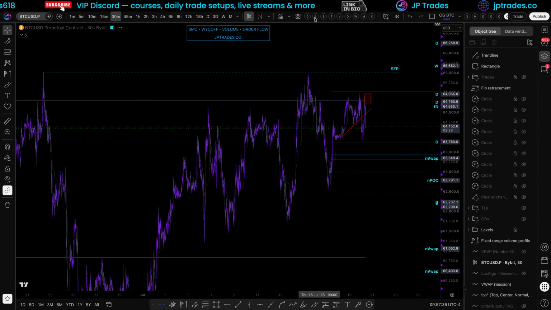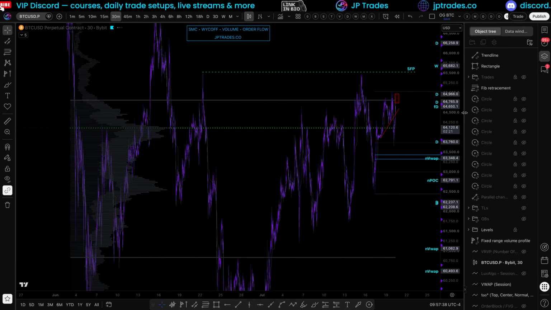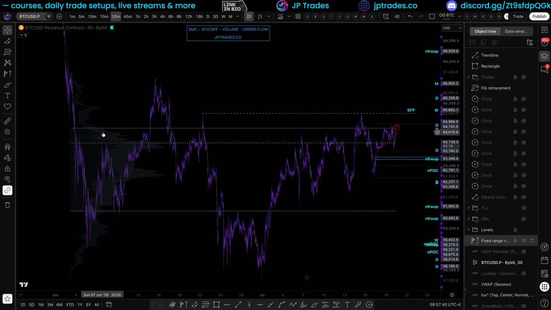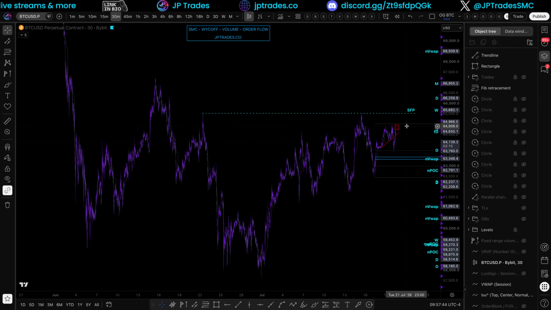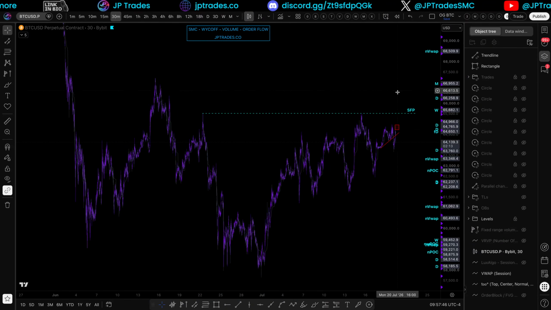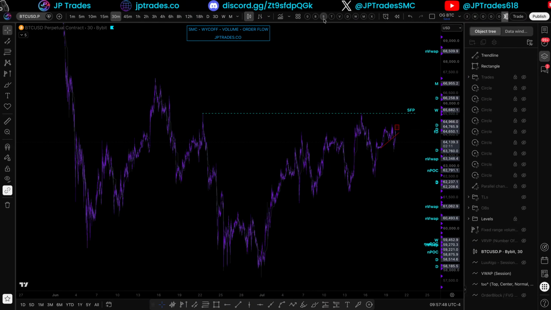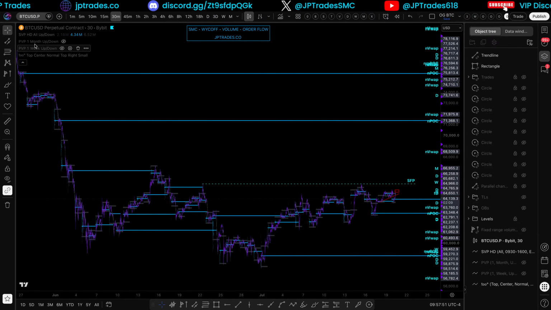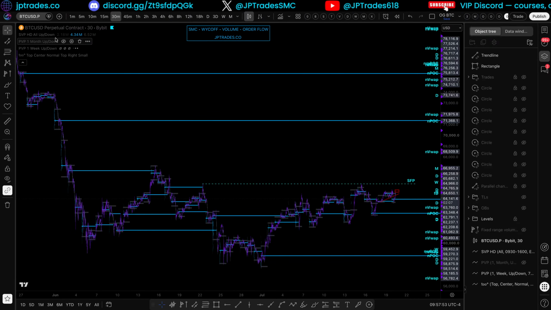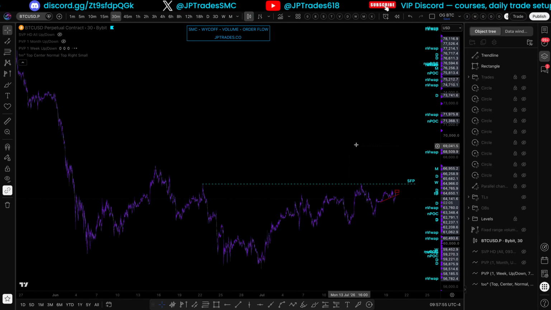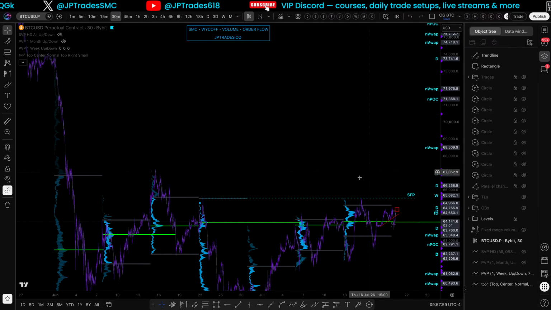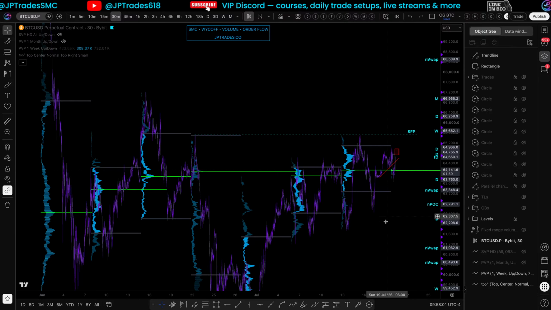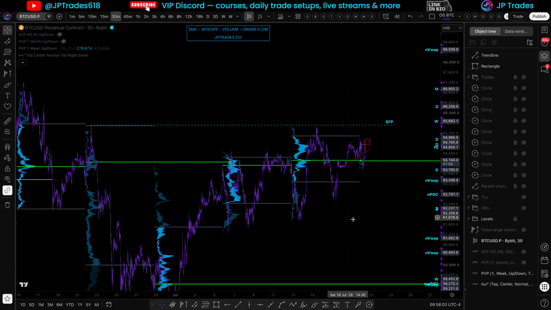Okay, so going back to the session volume profiles, let's move this one out of the way as well. Delete that off. I want to take a quick look at how the weekly is opening up and where previous week is. And we're also going to take a look at the monthly just to take a quick glance at where we're at there as well.